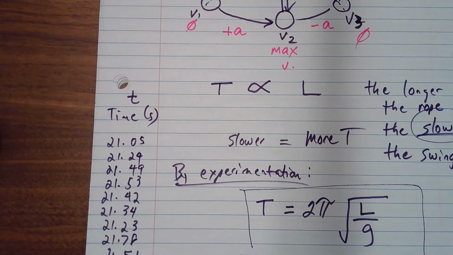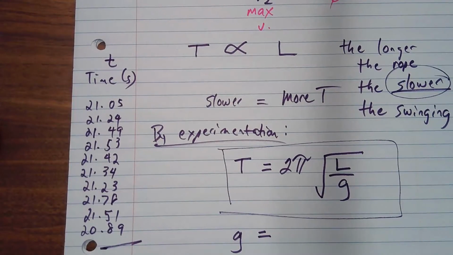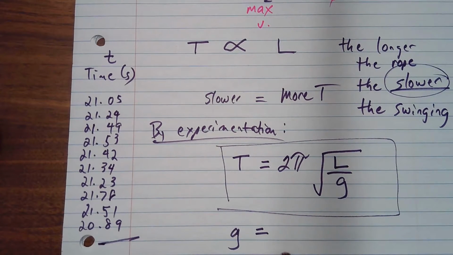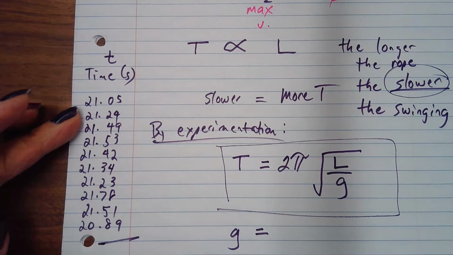Okay, since I have it here, I guess I'll do the average for you guys. While I'm doing this, you guys go ahead and isolate your G so you're ready for your equation. Go ahead and do your equation isolation.